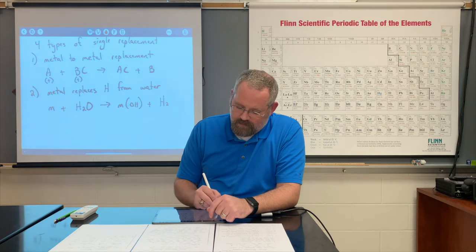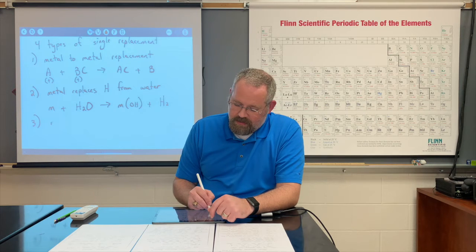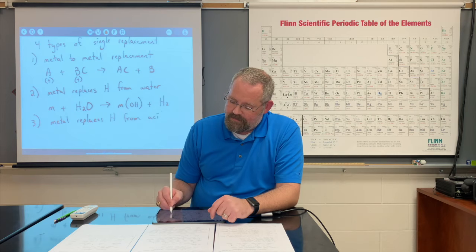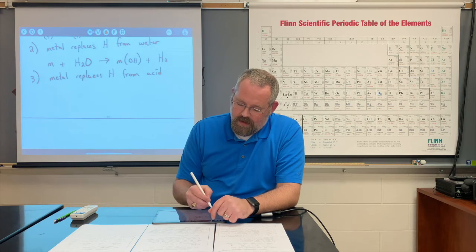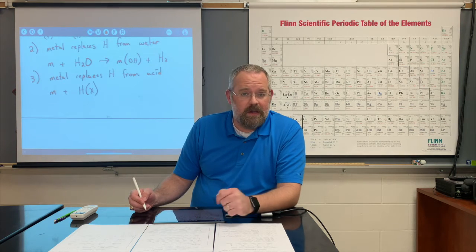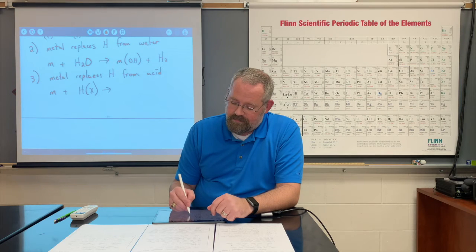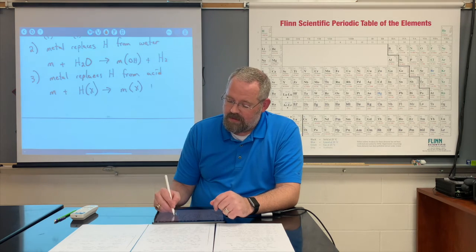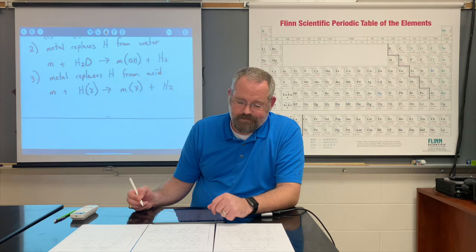Okay, third type we're going to talk about is when a metal replaces hydrogen from an acid. So some type of metal and some type of acid. It could be a binary acid, could be a polyatomic acid, but your result is going to be that metal ion with whatever was bonded to your acid plus hydrogen gas.